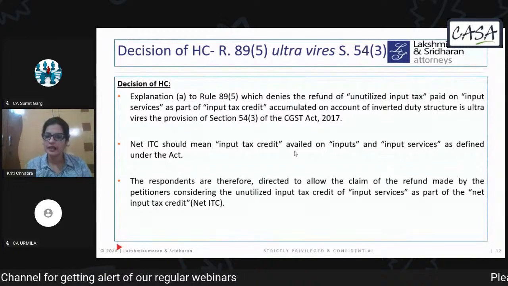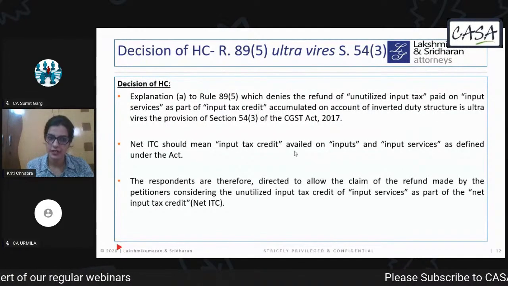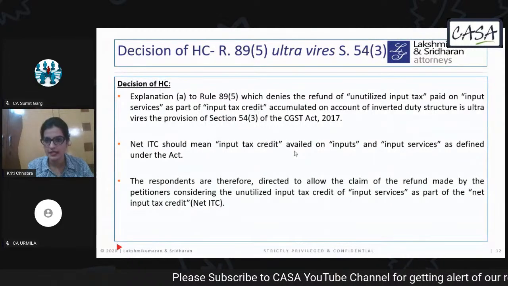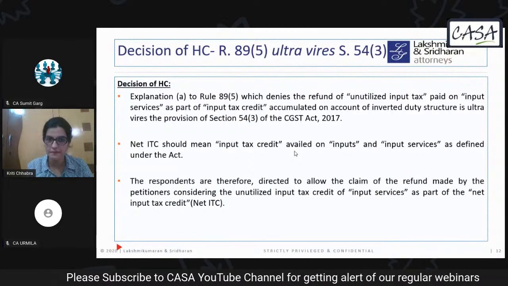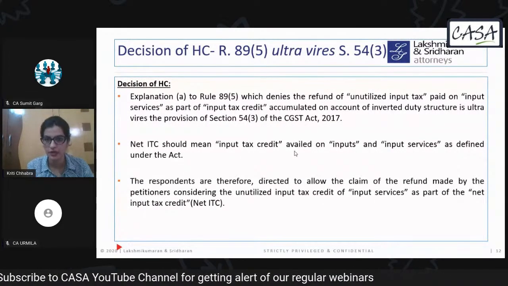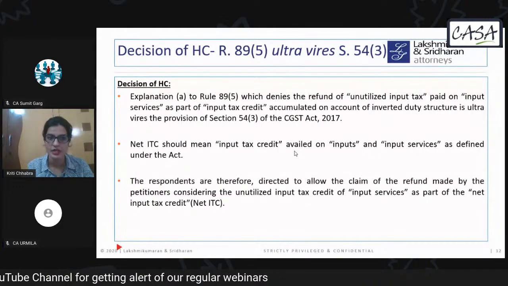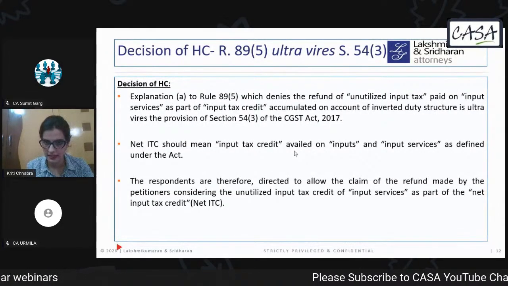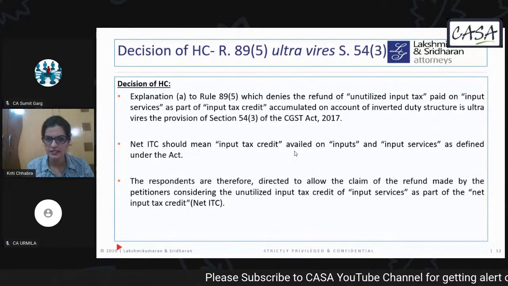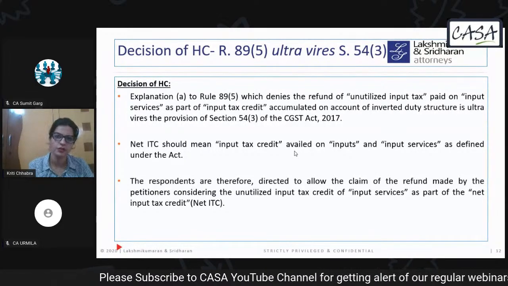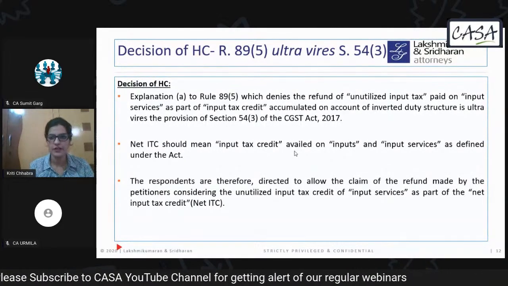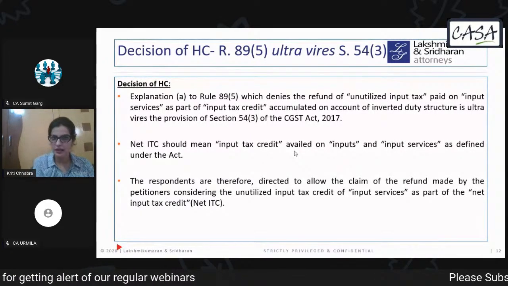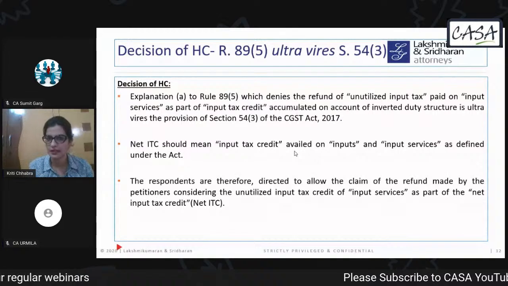And thus they said that Explanation A to Rule 89(5), which denies the refund of unutilized ITC paid on input services as part of input tax credit accumulated on account of inverted duty structure, is ultra vires the provisions of section 54(3) of the CGST Act. And therefore they asked the GST authorities, the respondent department, to make the refund of input services also to the petitioner. Now, I would like to make certain observations here.